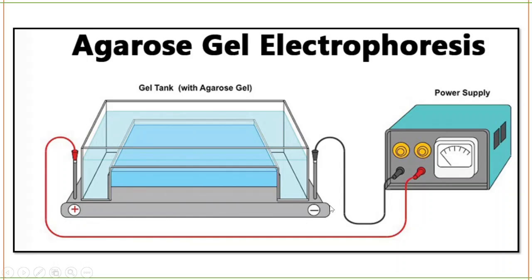What do you think, from where does the DNA move to where? You know, DNA is negatively charged, so it will have affinity towards the positive end. So from negative to positive it will move. If you load your DNA, you will load it in this area over here, and it will move this way, from here to here. So this is the setup. We will study everything in detail, but I just wanted to show you how it works.